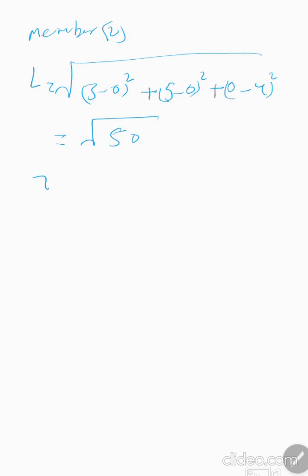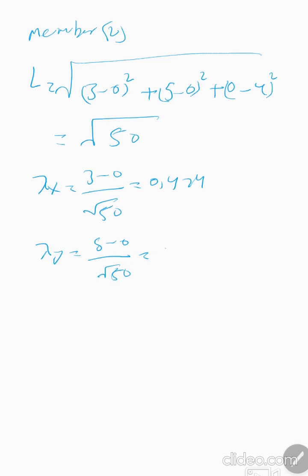Then find lambda x equal to 3 minus 0 over the length. It will be equal to 0.424. Lambda y equal to 5 minus 2 over 50, equal to 0.7071. Lambda z equal to 0 minus 4 over the length, equal to minus 0.5657.